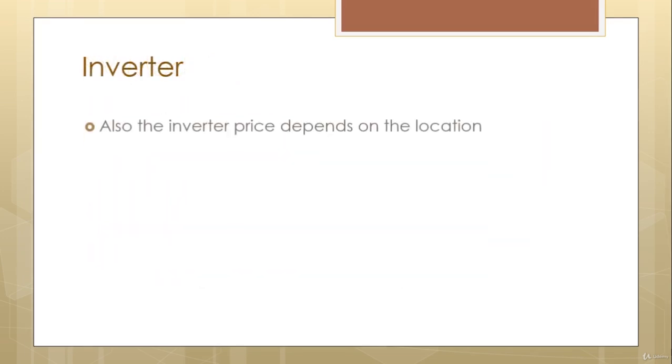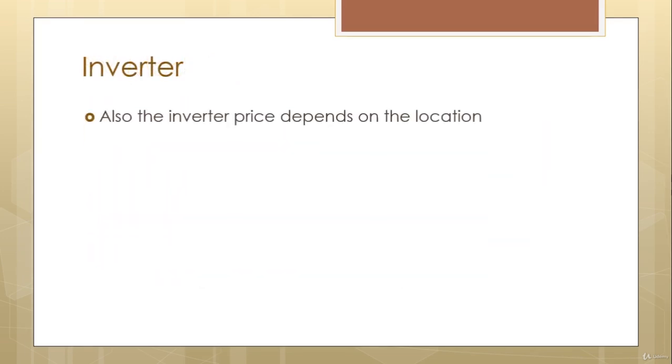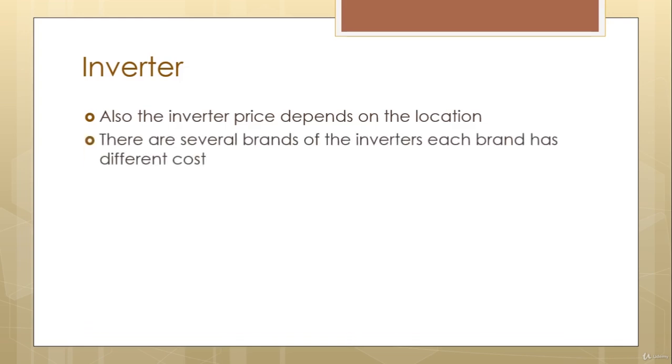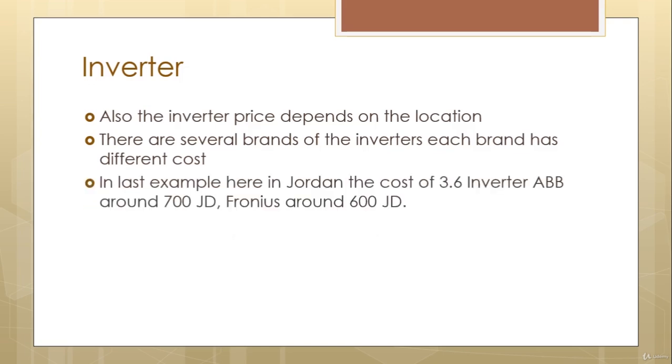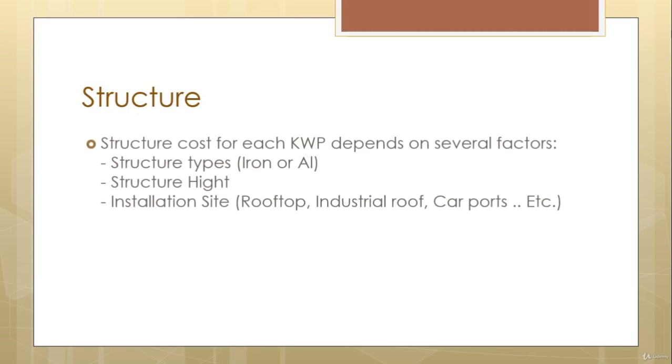And the inverter. Also, the inverter price depends on the location. There are several brands of inverters. Each brand has a different cost, as you know. So, in the last example, here in Jordan, the cost of a 3.6 inverter, ABB for example, is 700. Fronius is around 600.